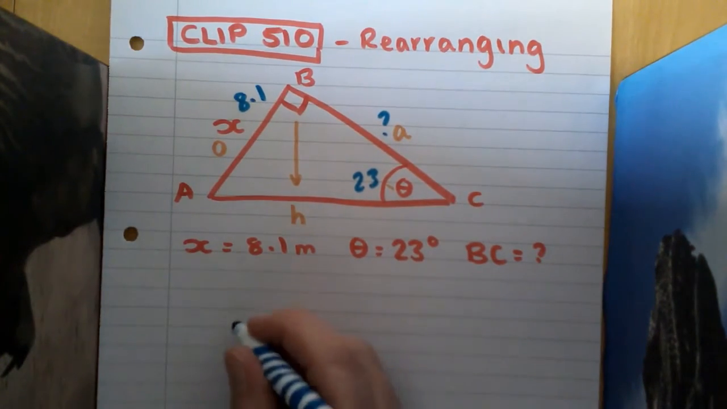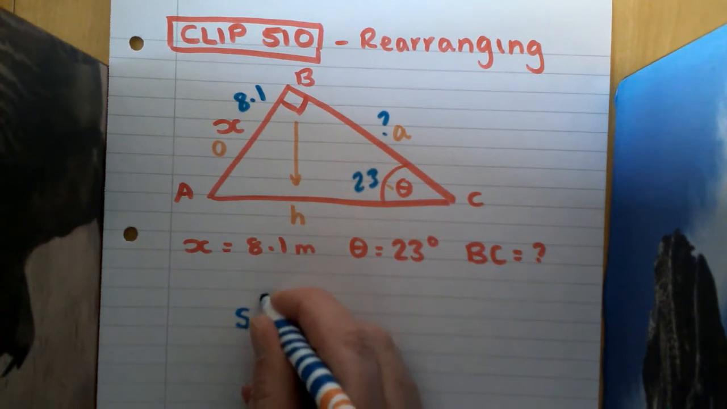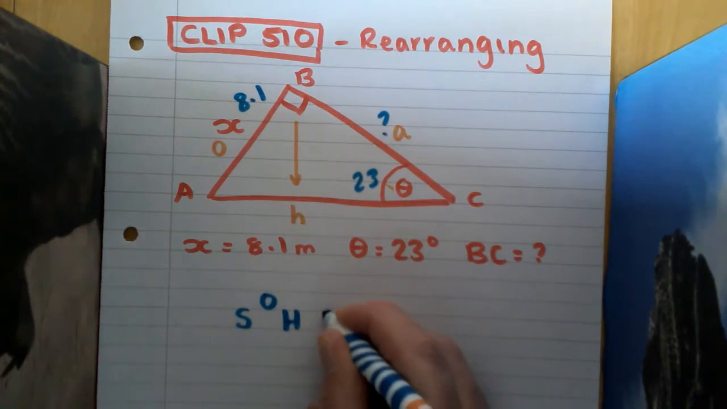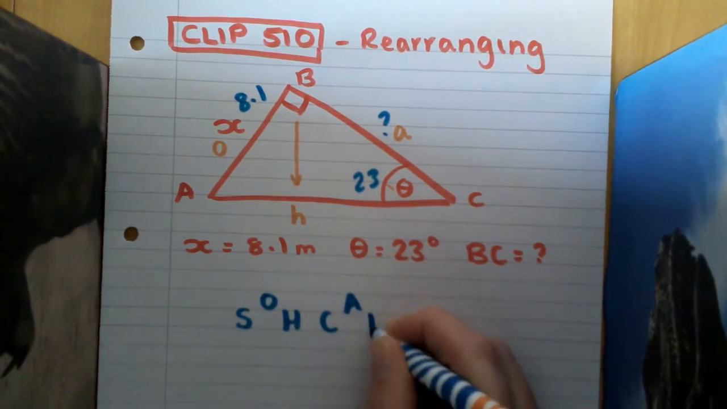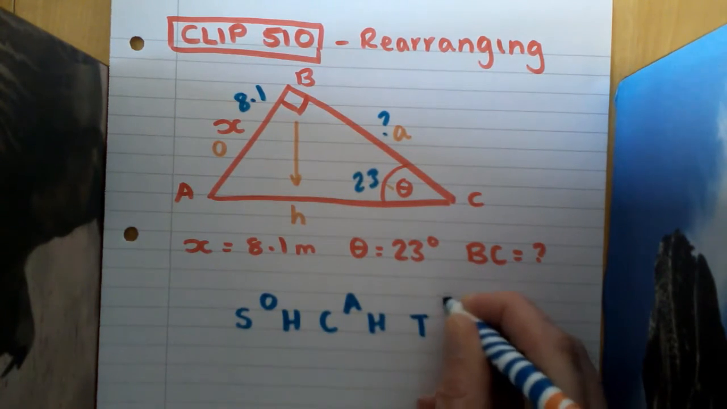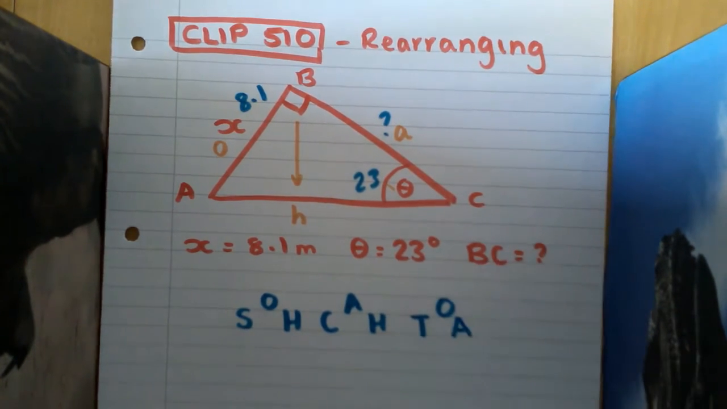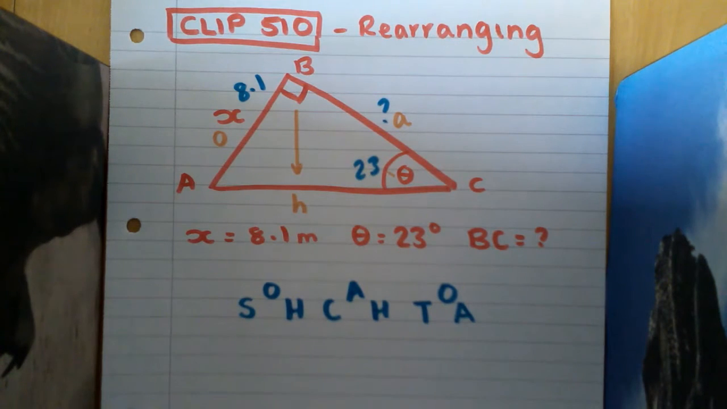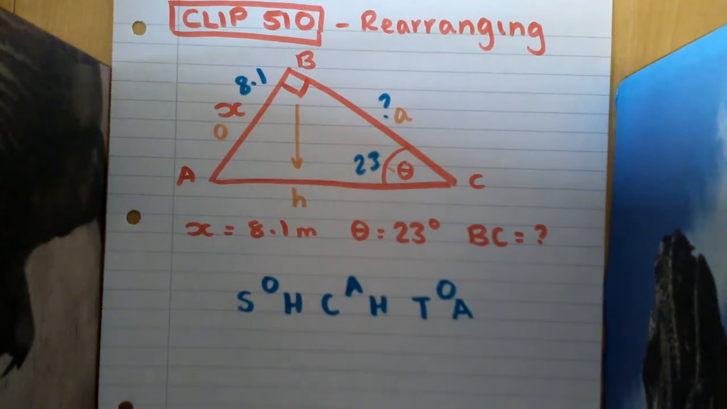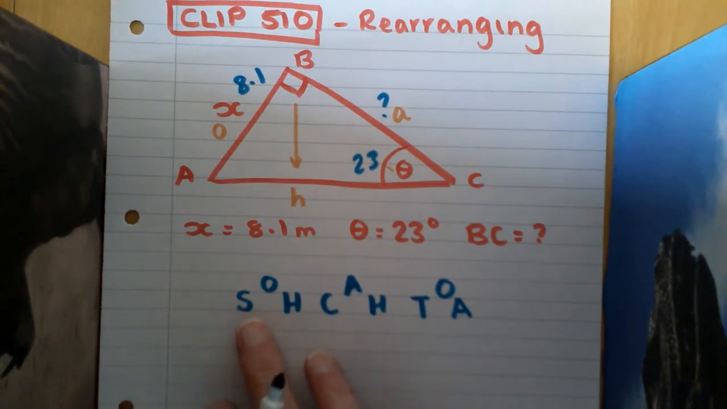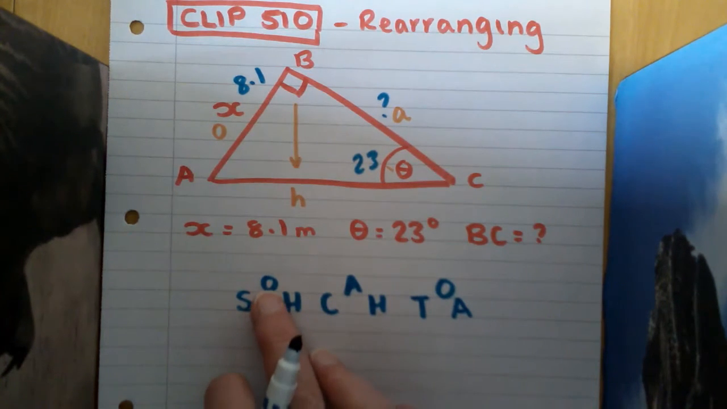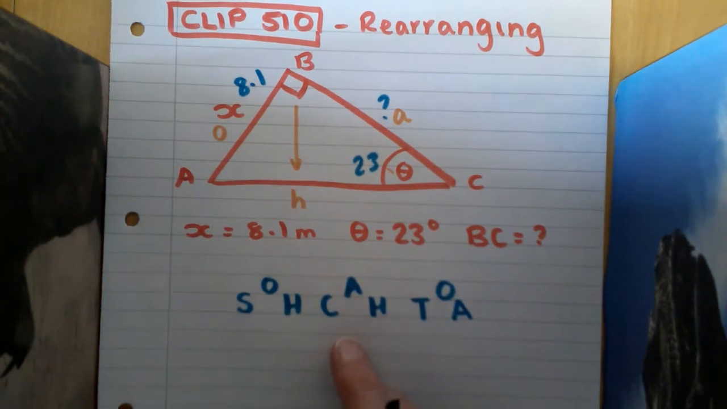Right, next step is to write down the word that reminds us of the three ratios. So I'm going to write down SOHCAHTOA. And when I write the word down, I always write it in these little triangles. And that reminds me that for each of the ratios, for sine, the formula is opposite over hypotenuse. For cosine, it's adjacent over hypotenuse. And for tangent, it's opposite over adjacent.